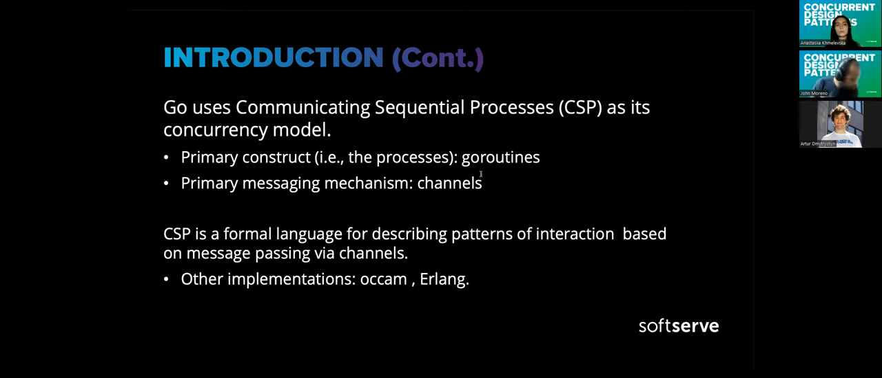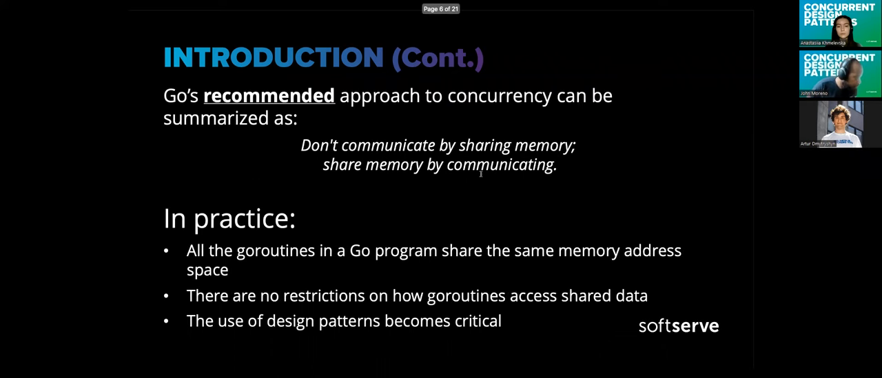CSP is a formal language for describing patterns of interaction based on message passing via channels. And there are multiple implementations for that. Two worth mentioning are Occam and Erlang. Go's recommended approach to concurrency can be summarized as: don't communicate by sharing memory, share memory by communicating.